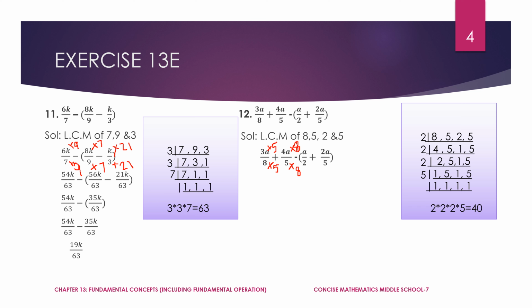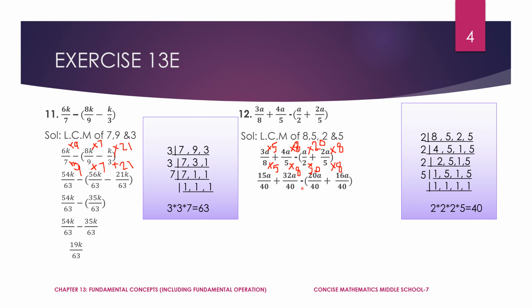Here to make this 2 into 40, you have to multiply with 20. If you multiply it with 20, you will get 40. So the numerator should also be multiplied with 20. Here 5 should be multiplied with 8. To make this into 20, you have to check only for the denominator. Don't check for the numerator. The numerator you can put directly, whichever number you are multiplying for the denominator. When you multiply it, this is what you get.